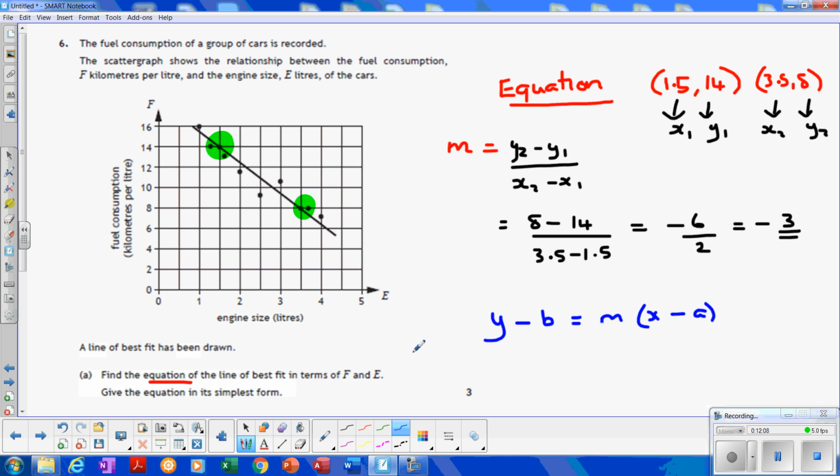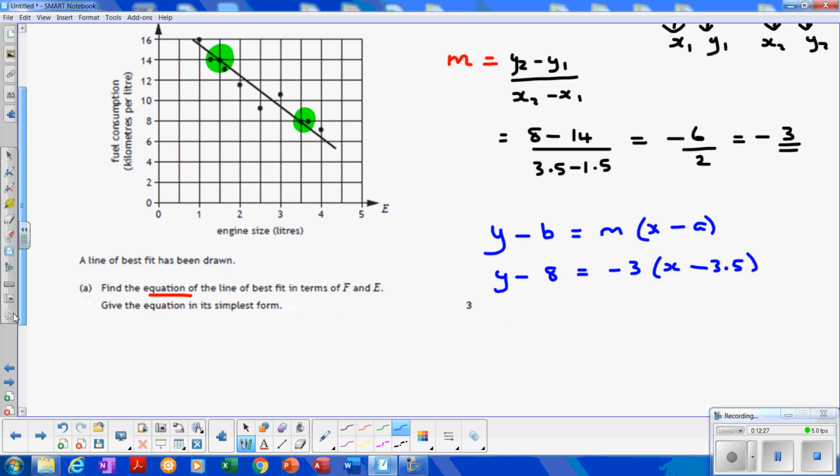Right, now we're going to sub in a point. Doesn't matter which one I take, that one or that one. I think I'll use the one 3.5 and 8. So y minus b is y minus 8 is equal to the gradient, which is minus 3, times x minus 3.5. So now we've got to tidy that equation up.